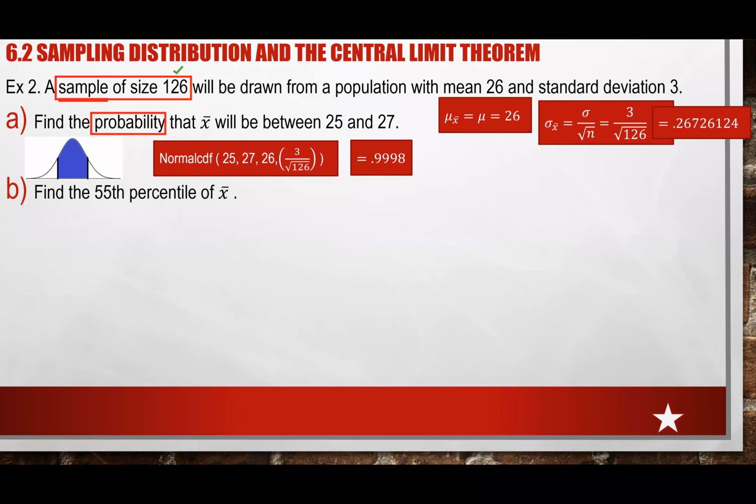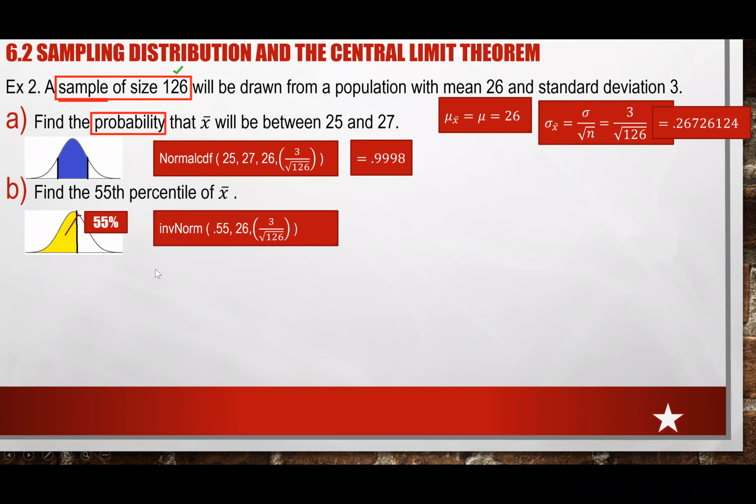And similarly to A, in B, they give you the percentile. And because they give you the percentile, just like chapter 6.1, the percentile, which is the percentage to the left of the value, they ask you to find the percentile of the X bar, which is the value. And to find this X bar, we need to use inverse norm because they give us the percentage, or in this case, percentile. And this is what I have: 0.55, comma, the mean, and comma, the standard error, which is the new standard deviation or the sample standard deviation here.